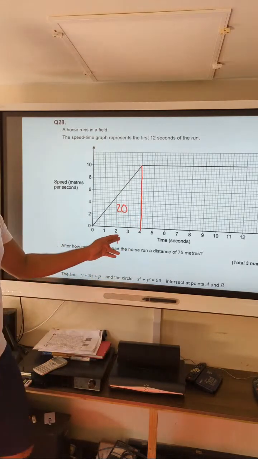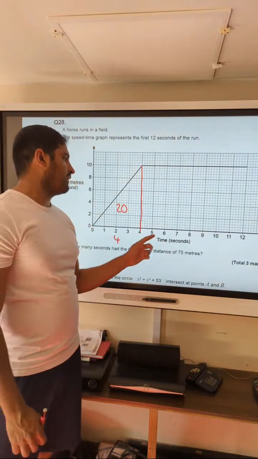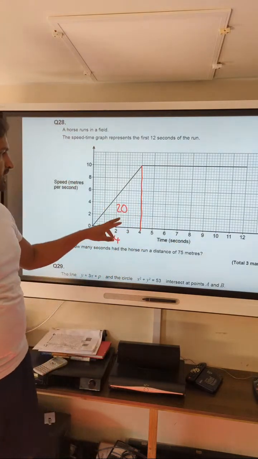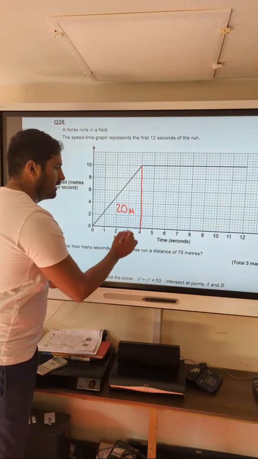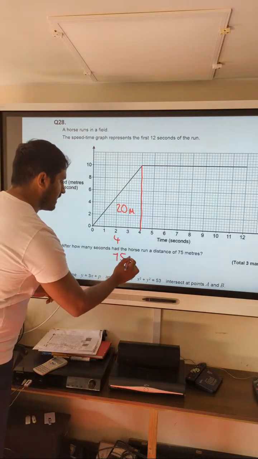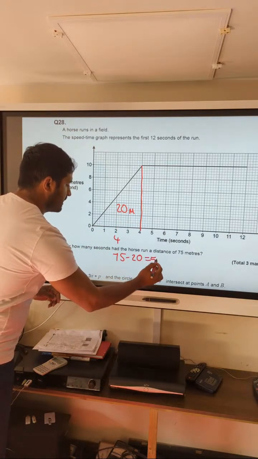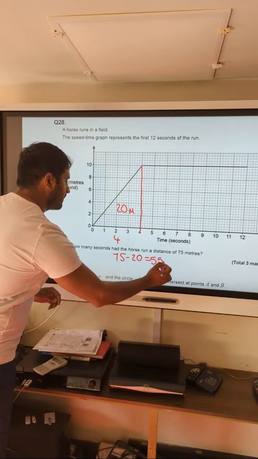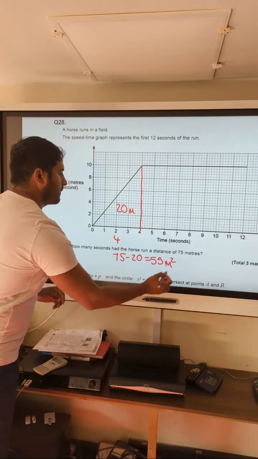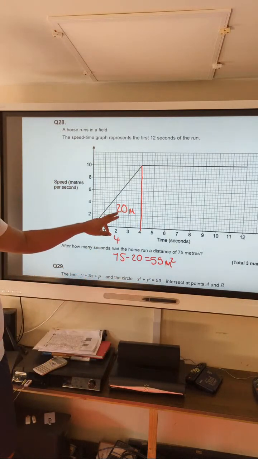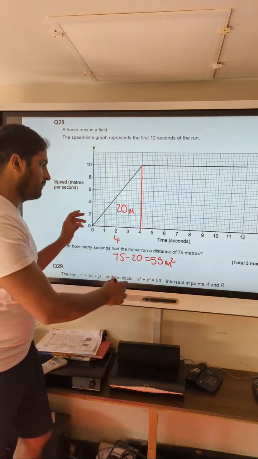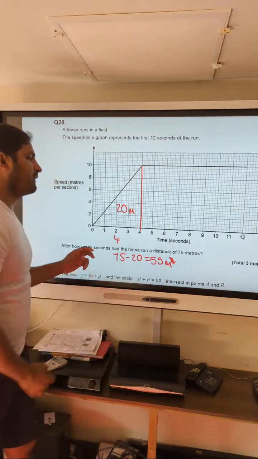So I need 75 meters of distance. That's 20 meters already here. So I'm doing 75 take away 20. That means I still need 55 meters of area. Sorry, I need 55 meters.